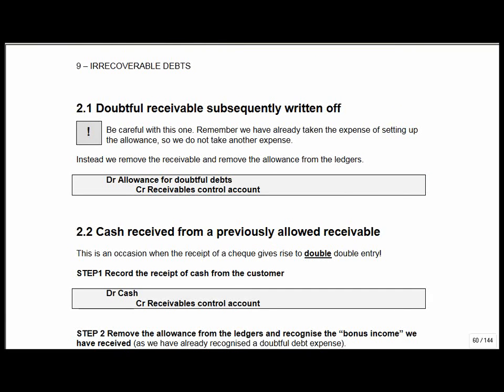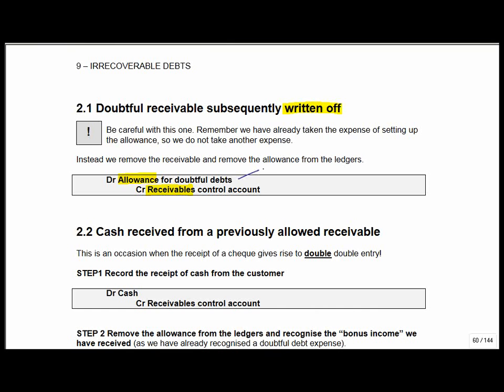We'll look at the first scenario first of all. Suppose we've created an allowance and we're now fairly certain that our customer isn't going to pay. What we want to do is write off the amount. Okay, so we're writing off the bad debt, but we need to be very, very careful, because we've already created an allowance, so it isn't the same as the first illustration we did. The double entry in this case is to debit the allowance for doubtful debts and credit receivables.